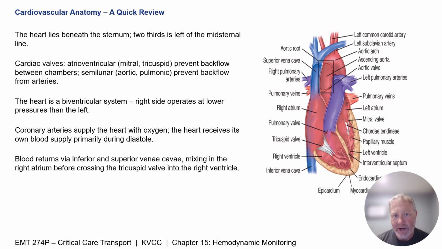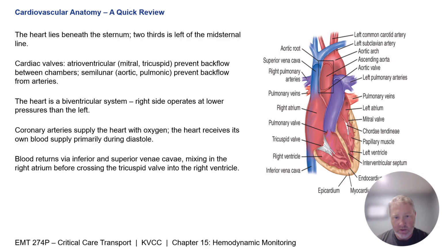Valve function matters because incompetent valves can alter the pressure transmission and flow patterns, which affects how waveforms and preload measurements are interpreted. Coronary perfusion primarily occurs during diastole, which is why low diastolic pressure can be especially harmful in patients with ischemia. So this anatomical review lays the groundwork for understanding why right-sided and left-sided pressures are not interchangeable.